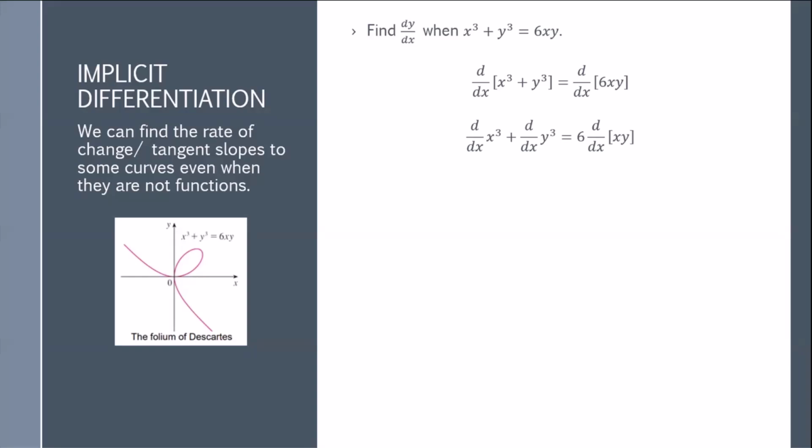Some of these derivatives are easier than others. The derivative of x cubed, for example, is 3x squared. The derivative of y cubed is 3y squared times dy dx because y depends on x. And the derivative of x times y is a product rule. So it's going to be u prime times v plus v prime times u, for u equals x and v equals y. And so on the right, we end up with 6 times 1 times y plus the derivative of y, which is dy dx, times x.